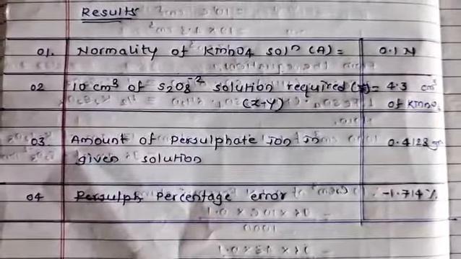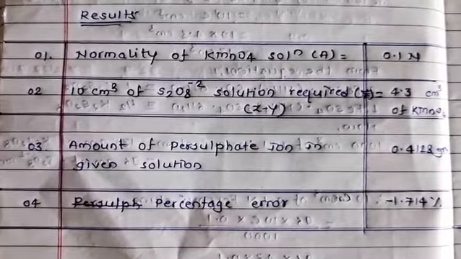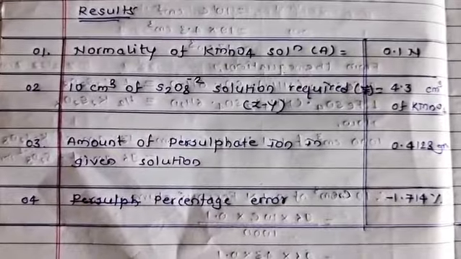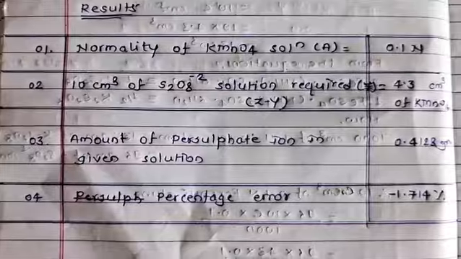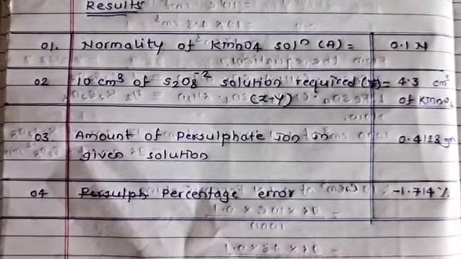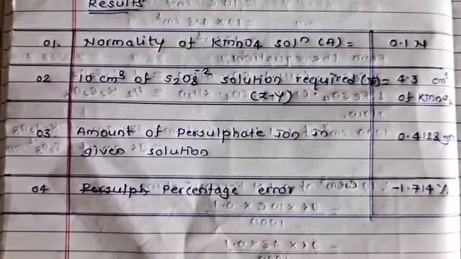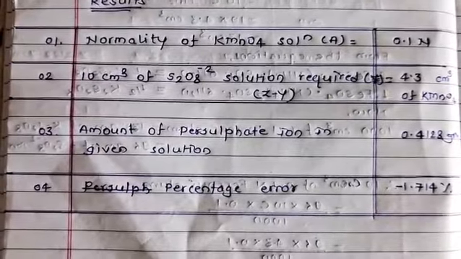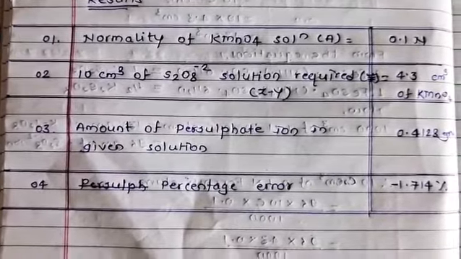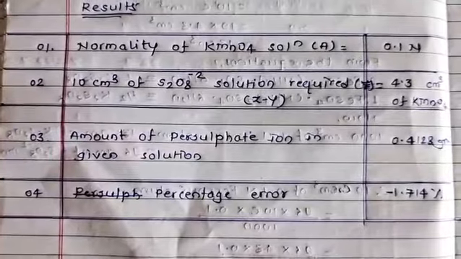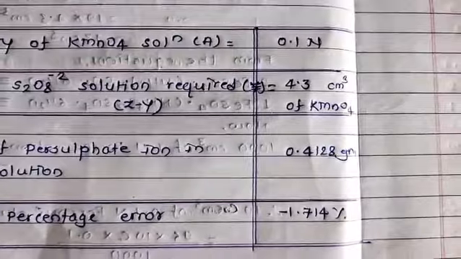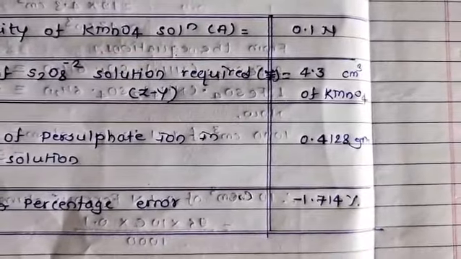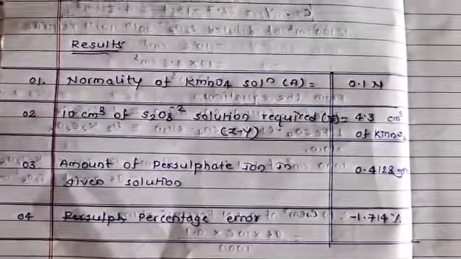Thus, results obtained are: normality of KMnO4 solution is 0.1 normal, 10 cm³ of persulphate ion solution requires 4.3 cm³ of KMnO4 solution having 0.1 normal concentration. Amount of persulphate ion in the given solution is 0.4128 gram, and the percentage error observed is minus 1.714%.